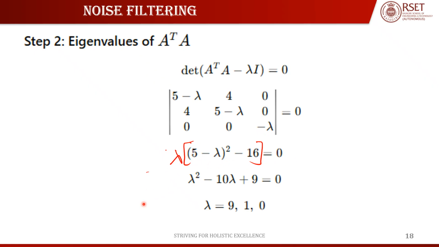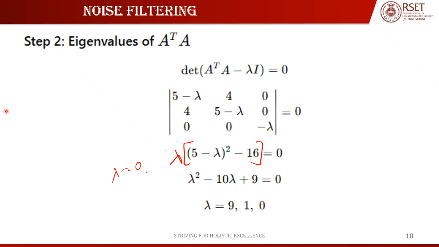From here you will be having one eigenvalue, lambda is equal to 0, and to get the next eigenvalues, you can just simplify this quadratic equation and find the eigenvalues as lambda is equal to 9, 1 and then 0. Okay, you have lambda here, you should note that. Now we have the eigenvalues.